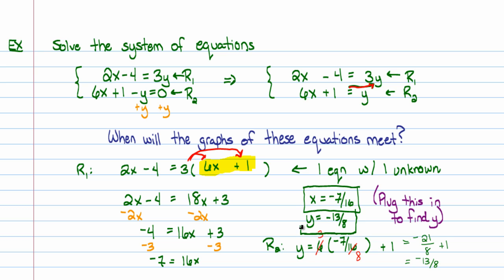Write that down. And that happens to be where they meet. Not the best looking point in the world, but it is where they meet. And actually, if you were to graph this out, you'll see that that is technically where they meet. That's the exact value. Let's go ahead and graph this out.